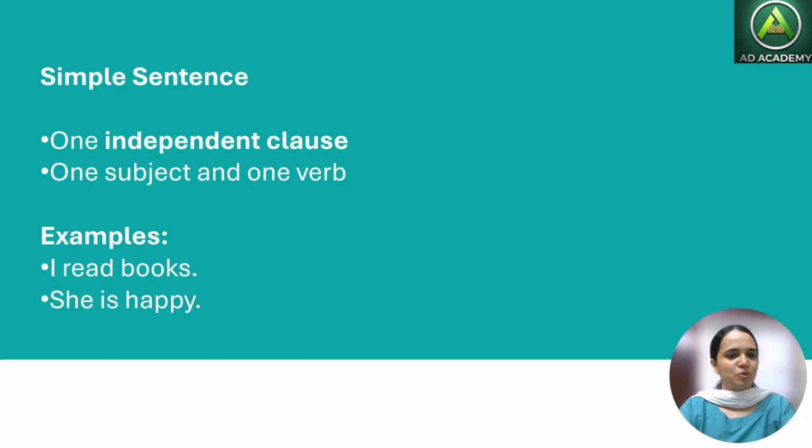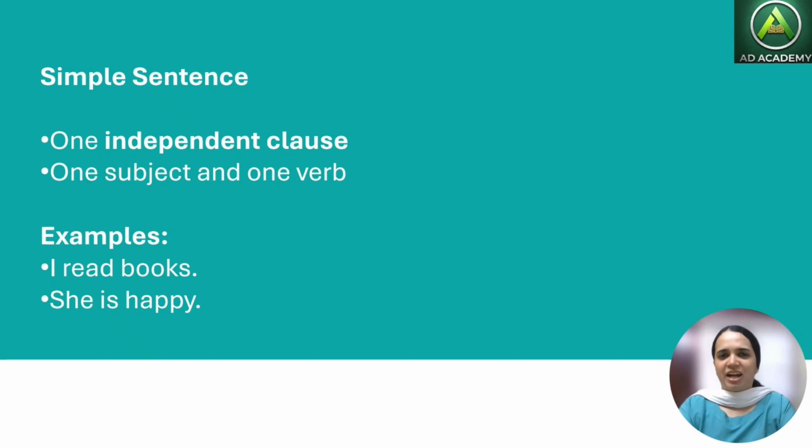What is an independent clause? We can check the examples here. I have given: I read books. She is happy. What if I say, she is? Then I stop my conversation. Does it make sense? Did you understand what I was about to tell you? No. She is happy. That makes sense.